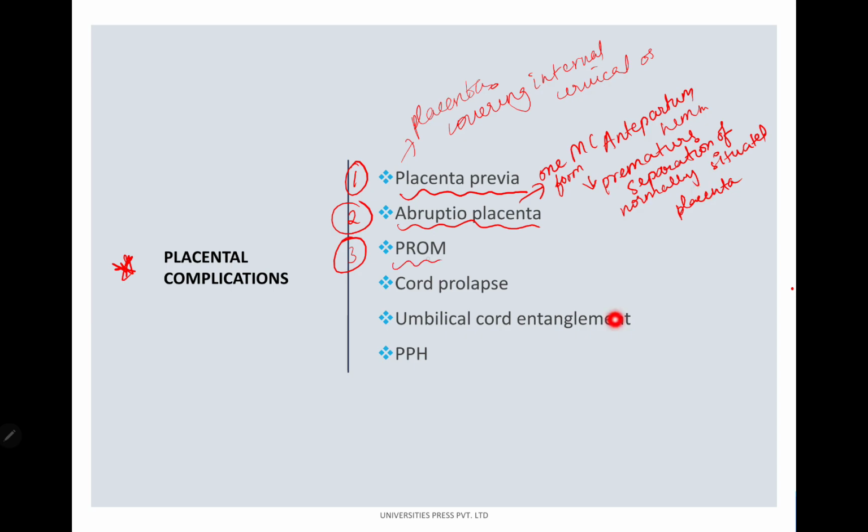Now what is PROM? Premature rupture of membranes is PROM. Next, cord prolapse. And fifth one is umbilical cord entanglement. And the last complication is postpartum hemorrhage. So there are totally 6 important placental complications in case of multiple pregnancy. The first one is placenta previa. The second one is abruptio placenta. Third one is premature rupture of membranes. Fourth is cord prolapse. And fifth is umbilical cord entanglement. And the sixth one is postpartum hemorrhage.